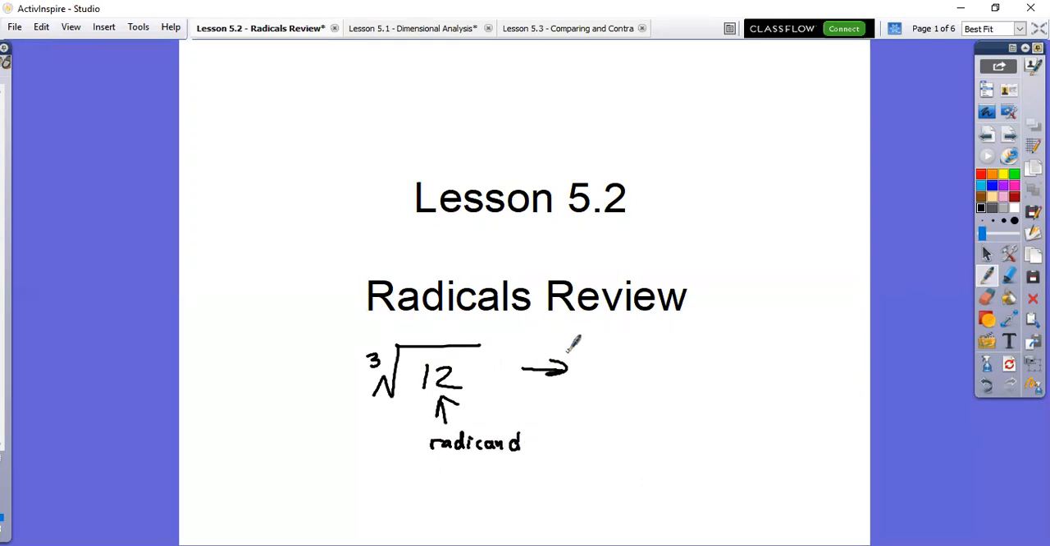Also remember, and we're going to review this a little later on, I can write radicals, roots, as exponents. So like the cube root of 12, I can rewrite as 12 to the 1/3 power. So we're going to use that fact a little bit later on. We're simplifying some stuff, but let's get cooking, reviewing radicals.